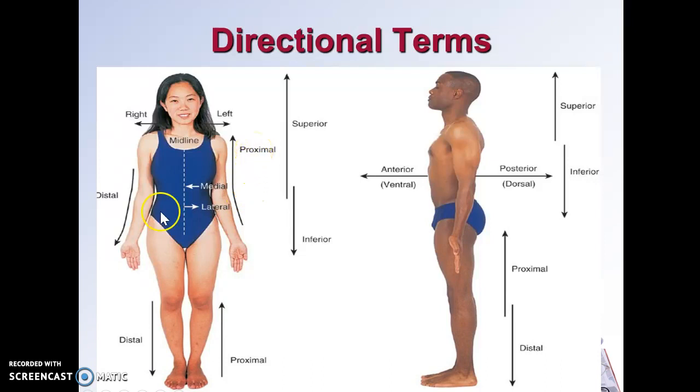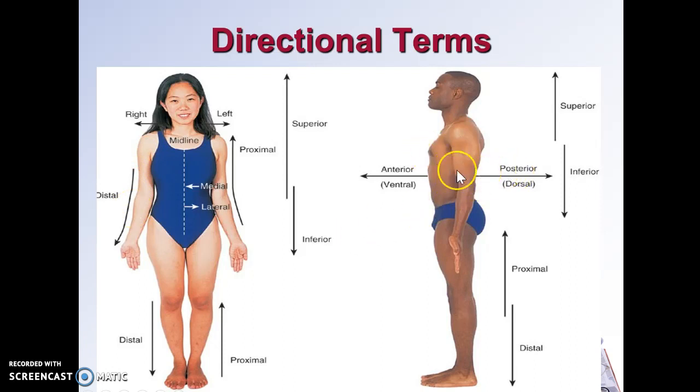We'll go with proximal and distal next. Proximal is closer to the point of attachment. My shoulder is proximal to my elbow because my shoulder is closer to the point of attachment than my elbow. Distal. My elbow is distal to my shoulder because my elbow is farther away from the point of attachment than my shoulder. Okay?